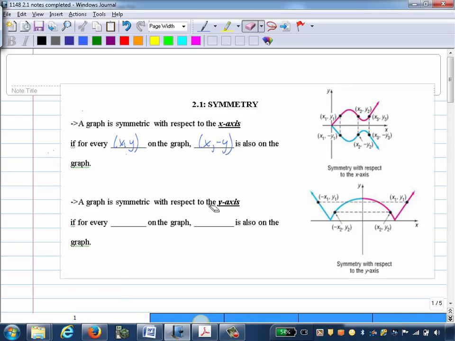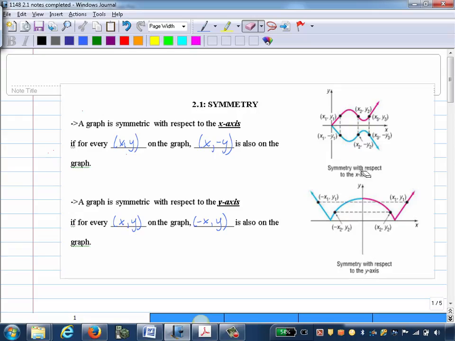A graph is symmetric with respect to the y-axis if for every (x, y) on the graph, the corresponding point (-x, y) is also on the graph. So on this picture here we can see if the point (x1, y1) is right here, its corresponding point (-x1, y1) across the y-axis here is also on the graph.